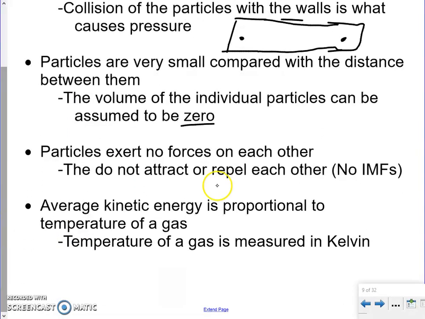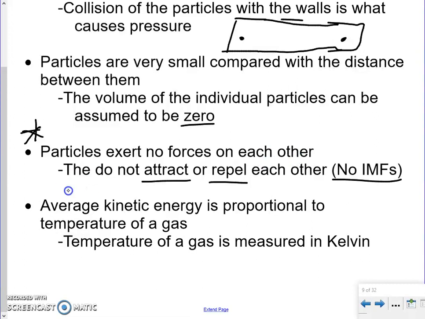Okay? Particles exert no force on each other. What that means is as they're bouncing around and slamming into each other, they're not going to attract or repel each other, which means no IMFs. Now, this in technicalities is not a true statement, but it is used to explain the math of gases and to keep that math simple.